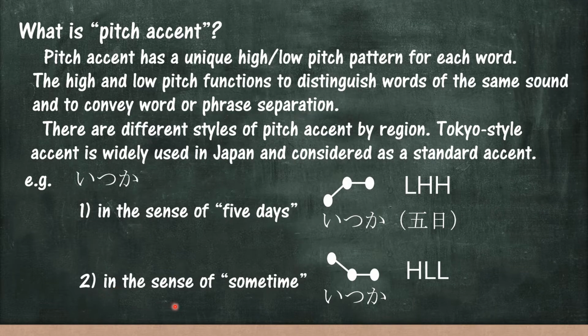Of course, even if the above high-low accent is pronounced incorrectly, in most cases, native speakers will understand which word is intended from the context. However, incorrect high and low accents give an unnatural impression in terms of fluency. So now let's look at some examples of Tokyo-style accents.